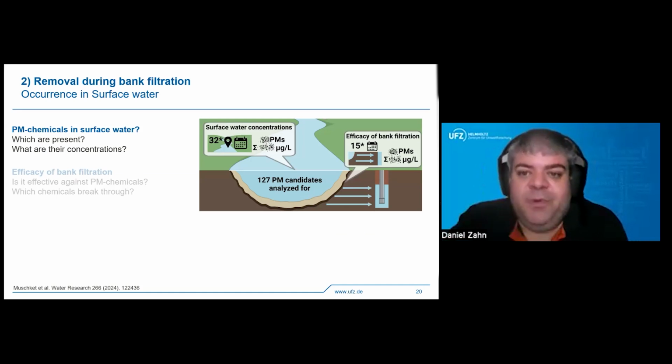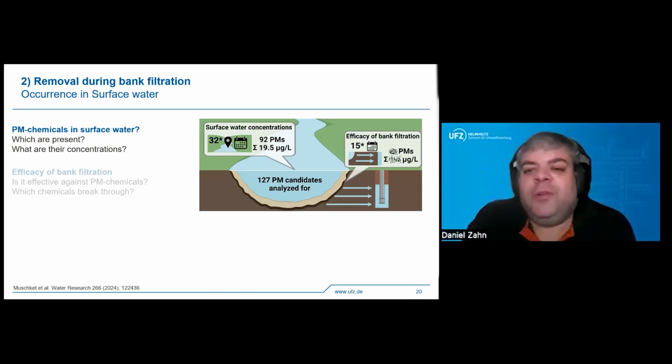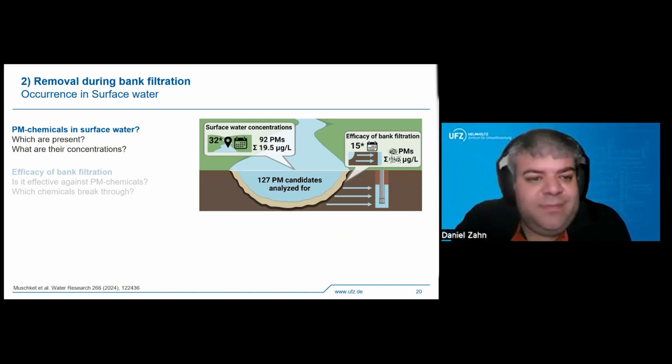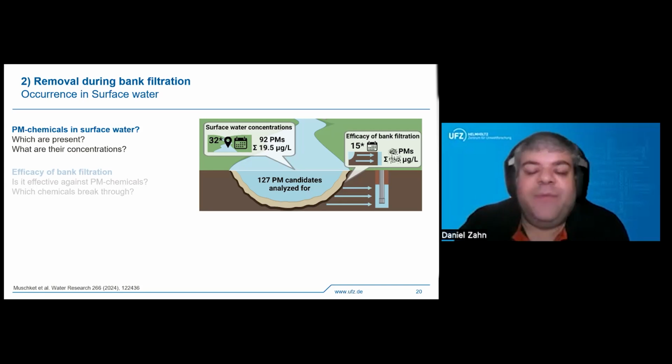So what's the first thing we learned from this? In our surface waters, we found 92 PM chemicals, and we found concentrations of up to 19.5 microgram per liter of these chemicals. So the PM burden in surface water can be quite high. And again, it was dominated by few high concentration chemicals. So these high concentration chemicals are exactly those we need to remove during drinking water treatment. And the first step to drinking water treatment is often bank filtration.